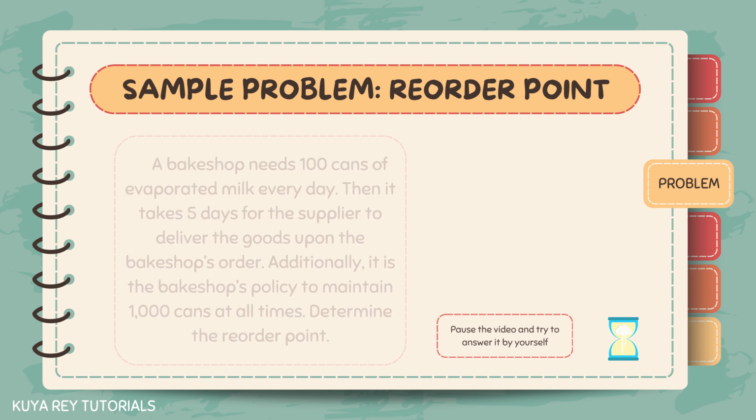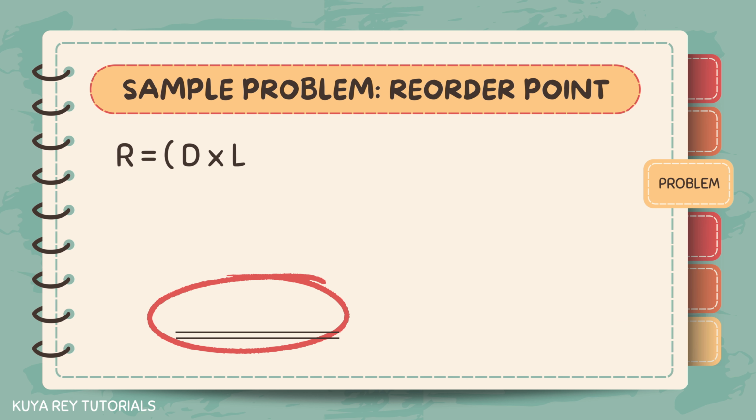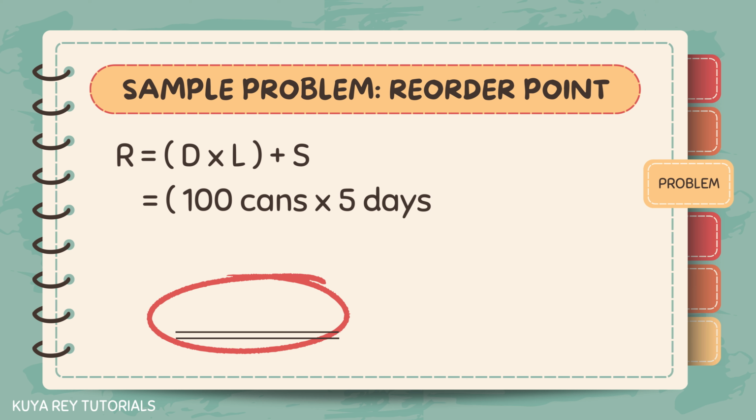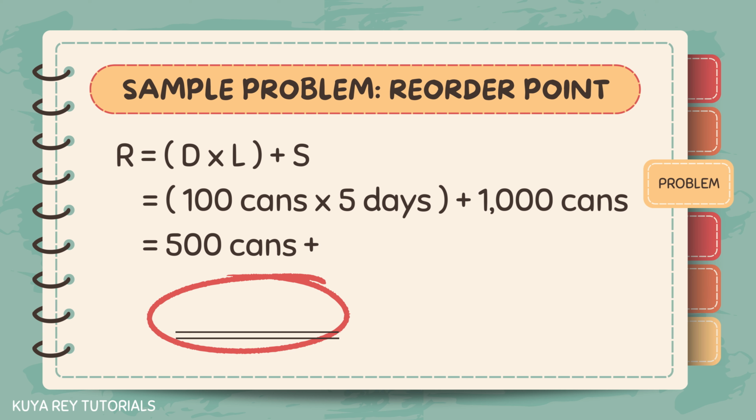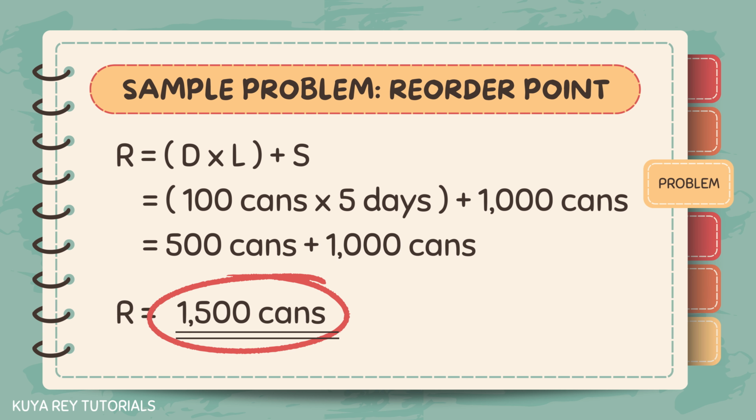Time's up. First, we need to multiply the daily usage and lead time, which is 100 cans of evaporated milk, times 5 days. The answer is 500 cans. Then we will add the safety stock, which is 1,000 cans. As a result, the reorder point is 1,500 cans. This means that the bake shop will order as soon as their stock of evaporated milk reaches 1,500 cans.